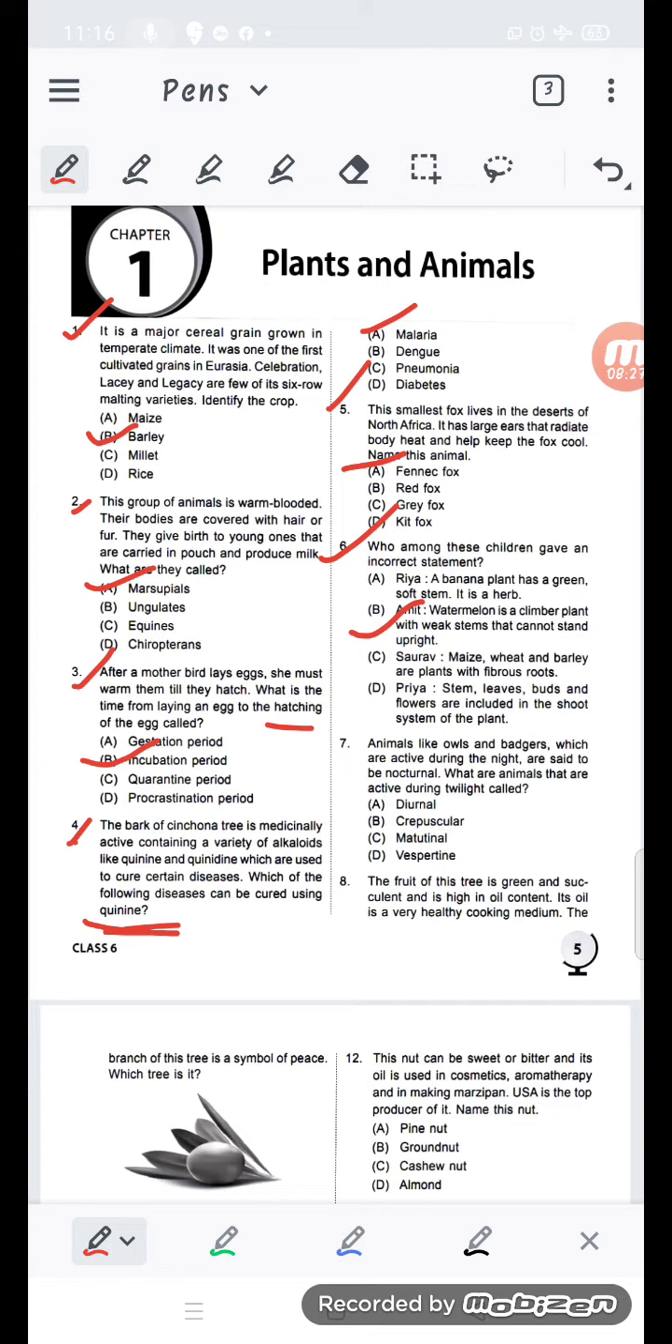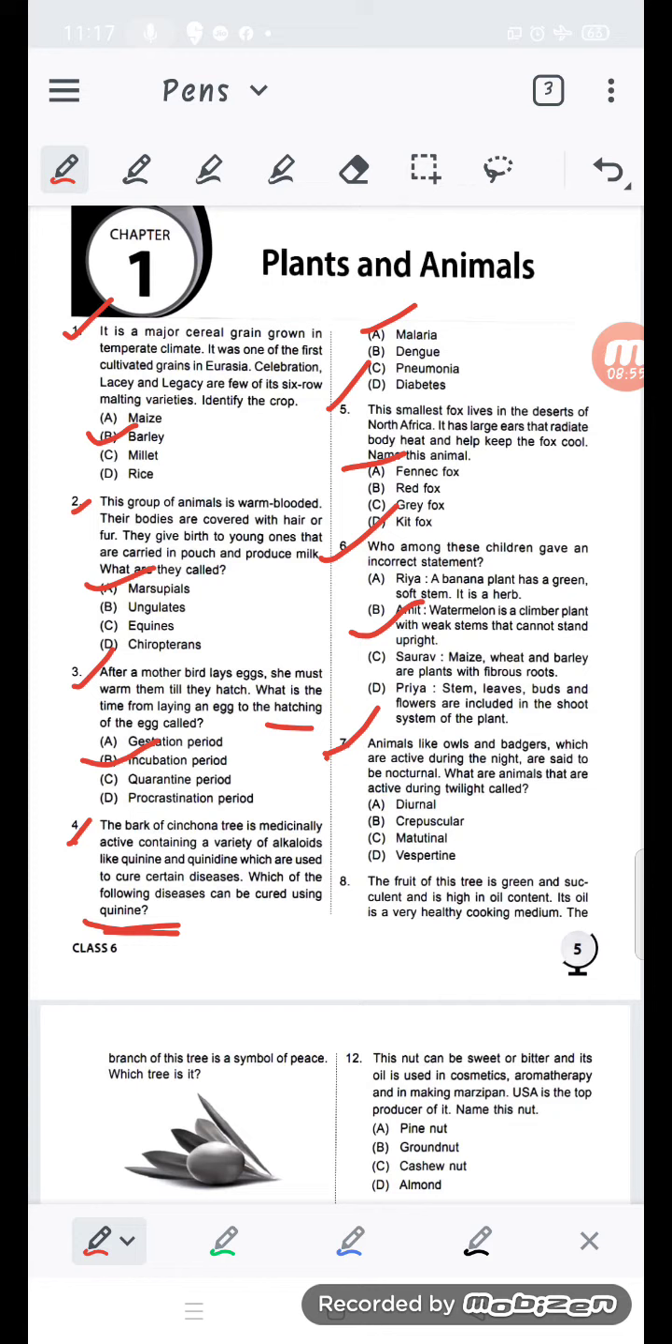Okay, over here. Then, the seventh one. Animals like owls and badgers, which are active during the night, are said to be nocturnal. What are the animals that are active at twilight called?